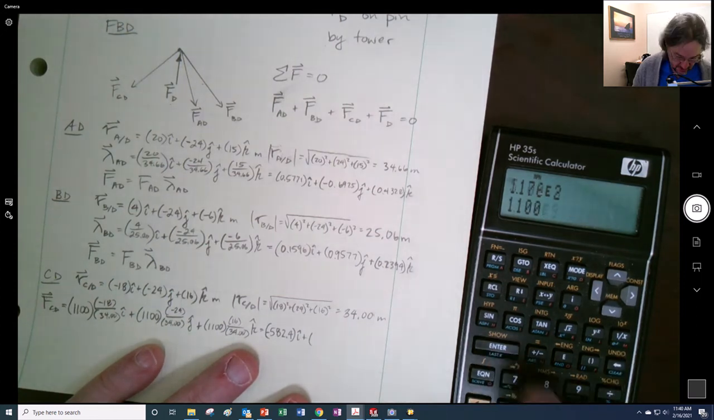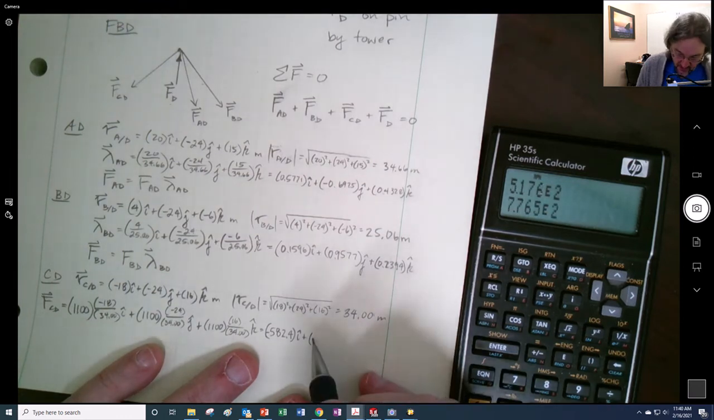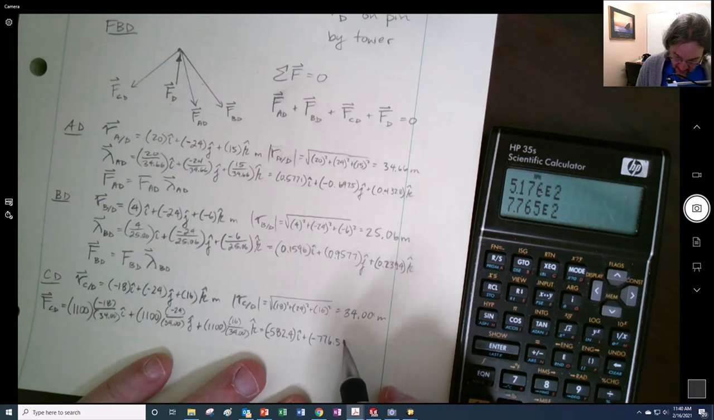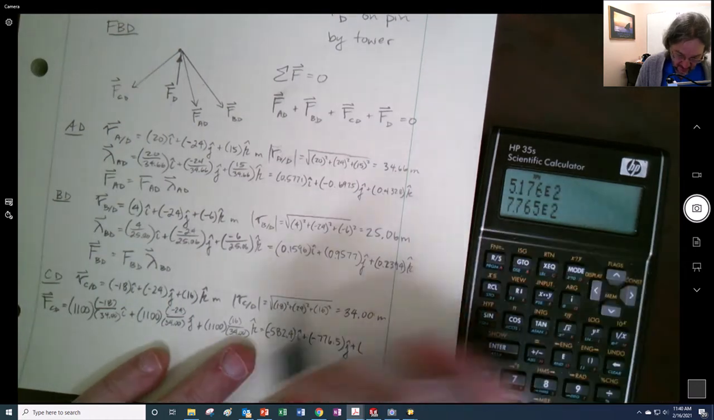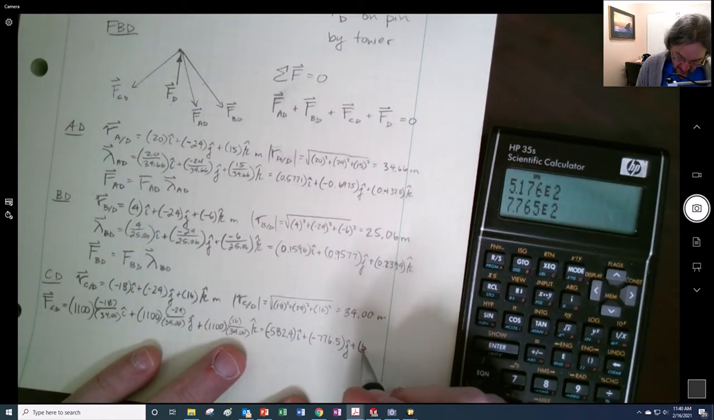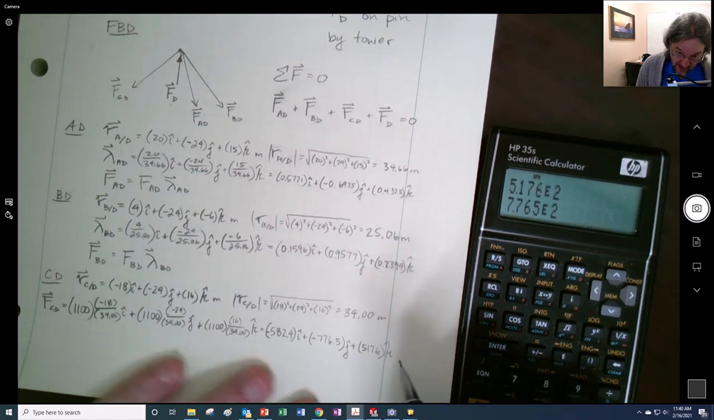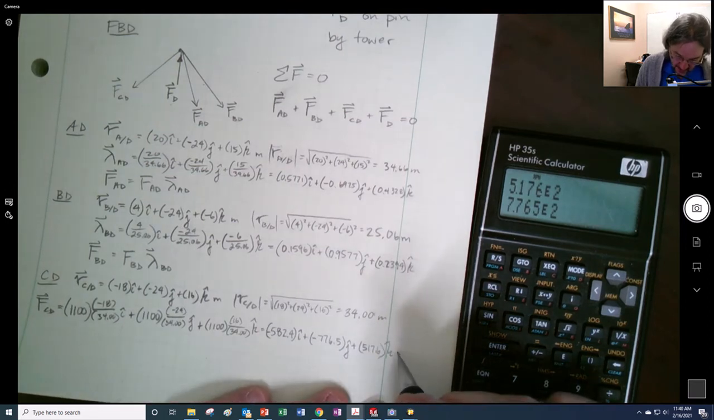1,100, 24 times 34 divided. So it's a negative 776.5 J, and then I just previously calculated that one, and it's positive 517.6 K, and once again I ran off the side over here. Bad man, but that will be in newtons.